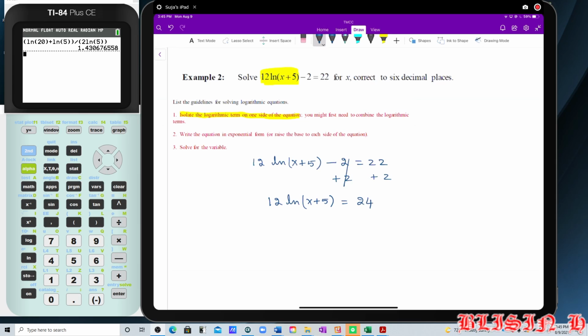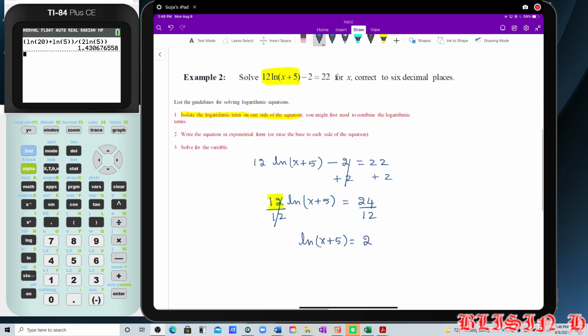Now, next step would be to eliminate the 12, and I can do that by dividing 12 on both sides. So my left hand side would be now just ln(x + 5) is equal to 24 divided by 12, which would be 2, right?